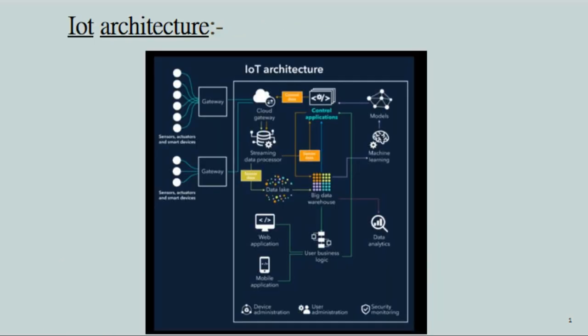IoT architecture. In this architecture, we can look at the gateways, the clouds, how the control applications interact with big data warehouses and sensor data, how machine learning is involved, data analytics, user business logic, web application, and mobile application. This gives us a brief idea about the architecture of IoT and how it works.